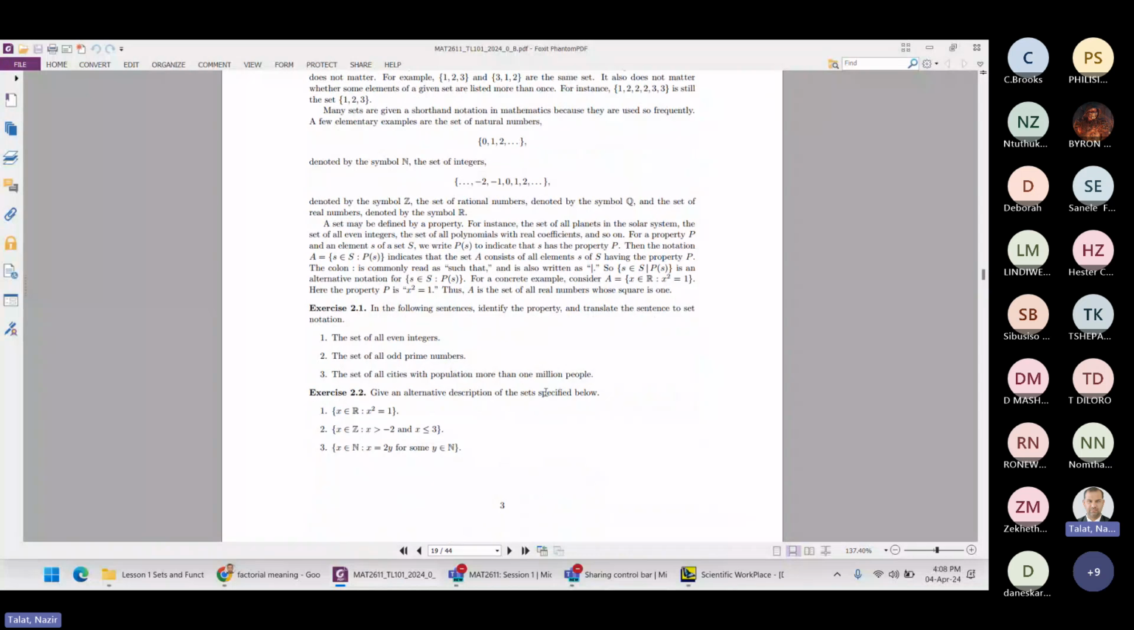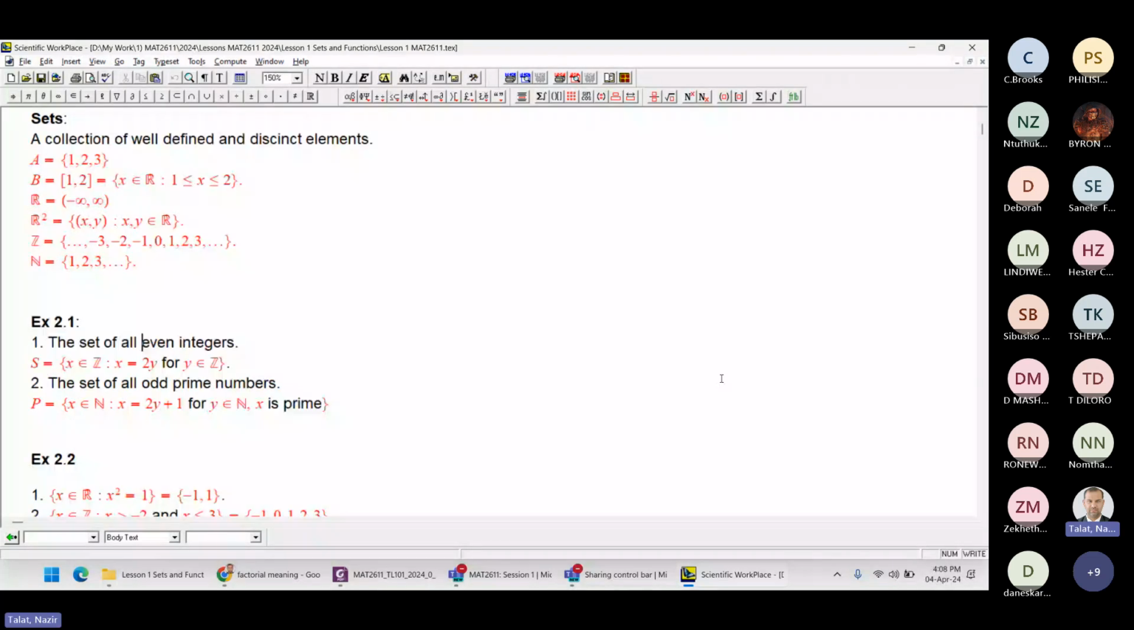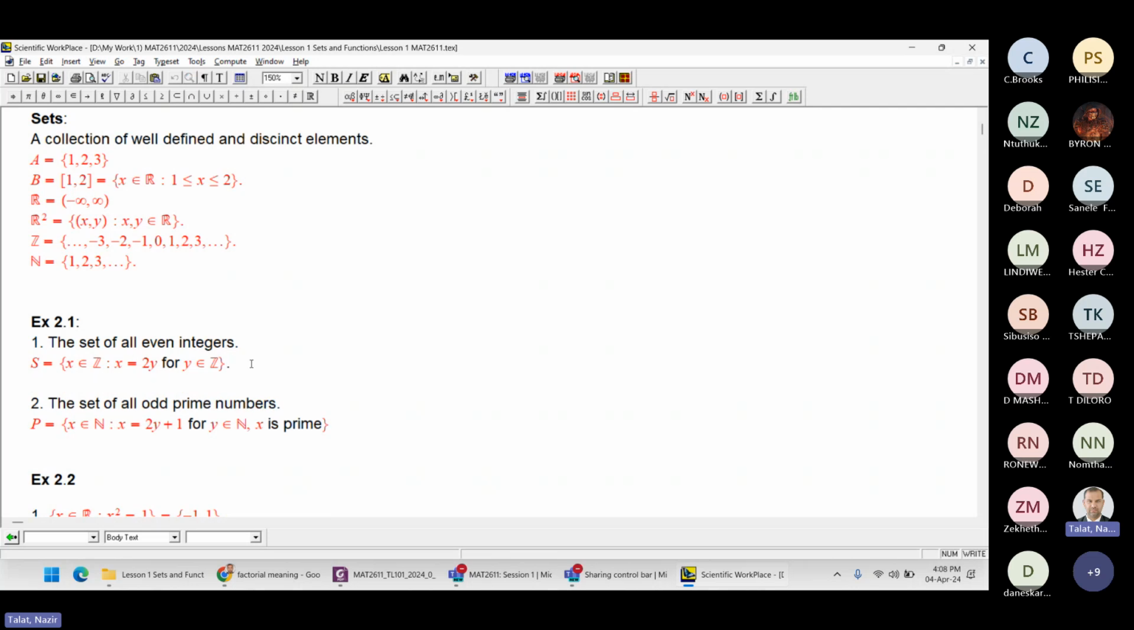Similarly, here we can describe some other kinds of sets. For instance, some examples: the set of all even integers. We can describe it as x belongs to Z, because that contains all those elements, such that x equals 2y, where y is an integer. It means it contains all the elements like 0, 2, 4, 6, 8. So the set of all even integers can be described in this way.